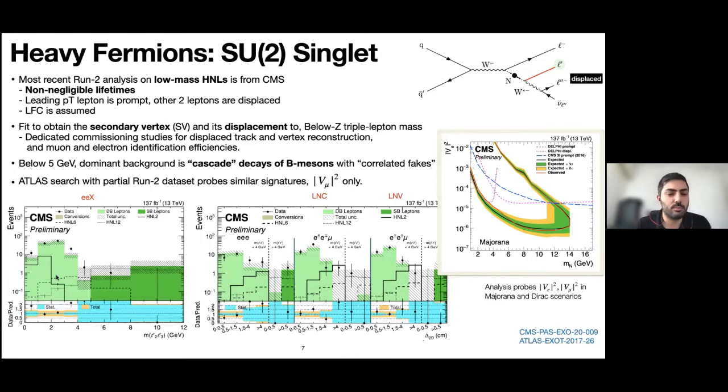And then the analysis proceeds to define low and high mass regions, as you see on the right, and probe different secondary vertex displacement bins in different flavor and charge channels, probing both lepton number conserving and violating final states. An example of the results obtained is given on the right in the context of Majorana neutrinos coupling to electrons, where we can see that the analysis sets the most stringent limits at the 10 to the minus 6 level on the coupling squared at 10 GeV. And of course, the analysis probes much more than this, including muon mixings and Dirac scenarios, which you can find in the paper. It's worth saying that ATLAS has a similar search with a partial Run 2 data set probing the muon couplings, which I believe they will be updating shortly with the full Run 2.